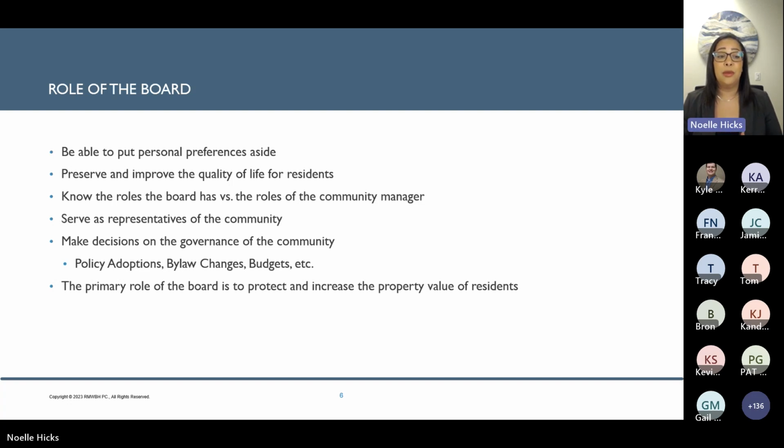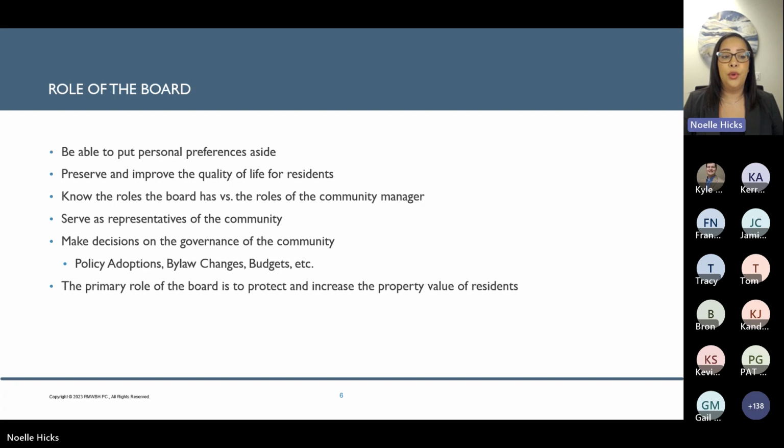And so one of the things that the board really has to be able to do is to put their personal preferences aside. One of their main goals is to make sure that they are preserving and improving the quality of life for residents. And in order to do that, you have to put your personal preferences aside and really put the well-being and the best interest of the community ahead of your own.